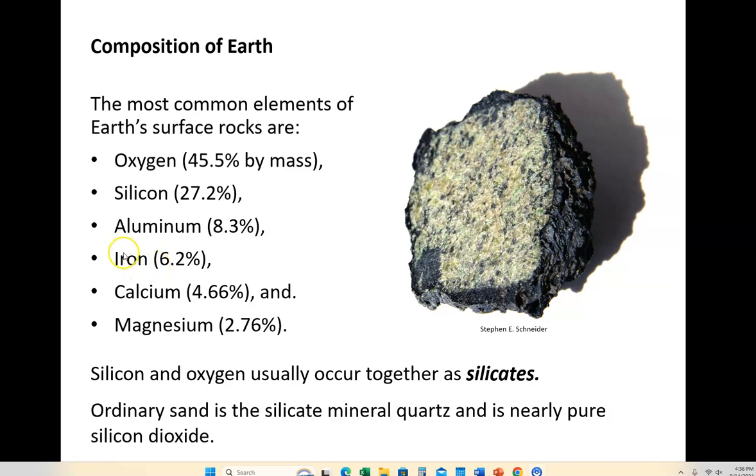There's a reason there's some iron, and it has to do with the formation of the moon, actually. So the iron is about 6.2%. Calcium, as you can see, is a little more than 4.5%, and then magnesium, and then it just keeps going down after that. Silicates are basically quartz material. Sand, for example, is made of silicates.